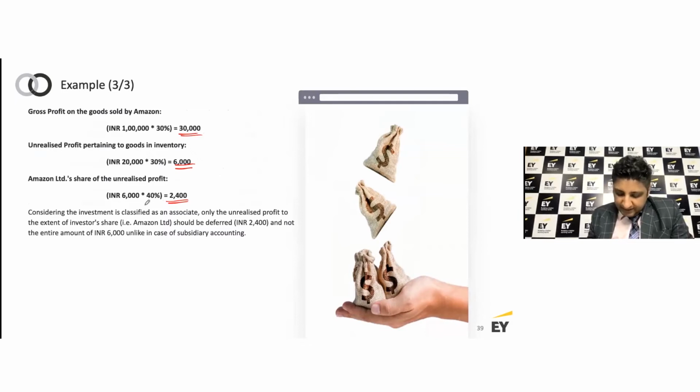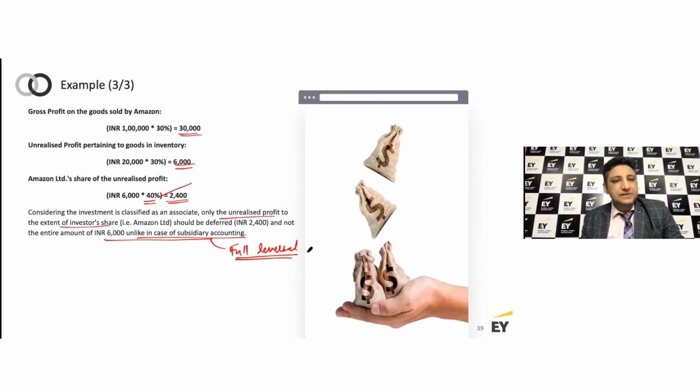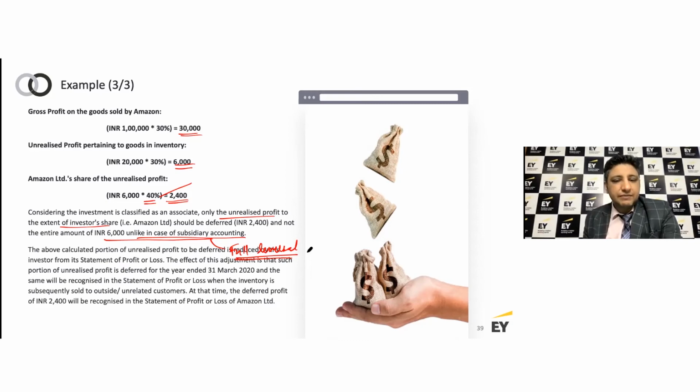Okay, and that is what we say, that you only take the extent of the share that the investor has got. And this is different, of course, as we have discussed beforehand. This is different from the case of a parent-subsidiary relationship, where the full profit is reversed. So that's the fundamental difference that you want to remember.